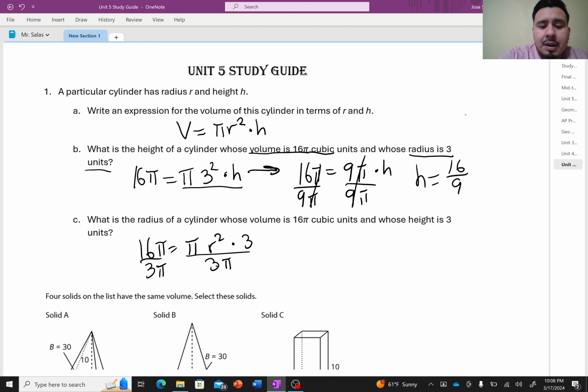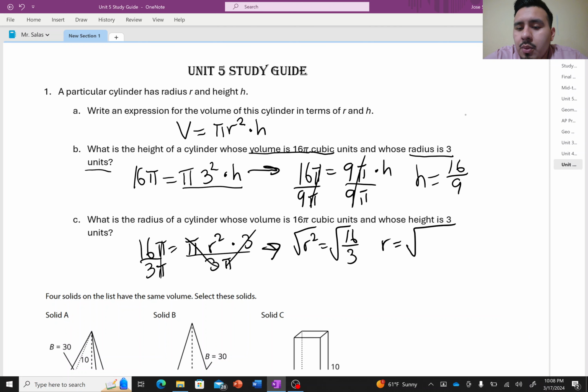The 3 and the pi get canceled out on this side. I get r squared is equal to, the pi's get canceled out on the left, I get 16 over 3. If I want to get rid of that power of 2, I've got to take the square root of both sides. So r is going to be equal to the square root of 16 over 3.